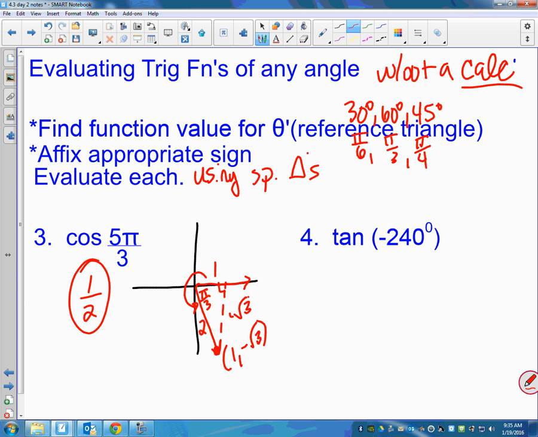Questions on where I am at here? I could ask you to find the sine of 5 pi thirds, and the sine would be negative square root of 3 over 2, right? Because it would be opposite over hypotenuse. So pay attention to your signs on that. All right, what if I gave you something like number 4, the tangent of negative 240 degrees?